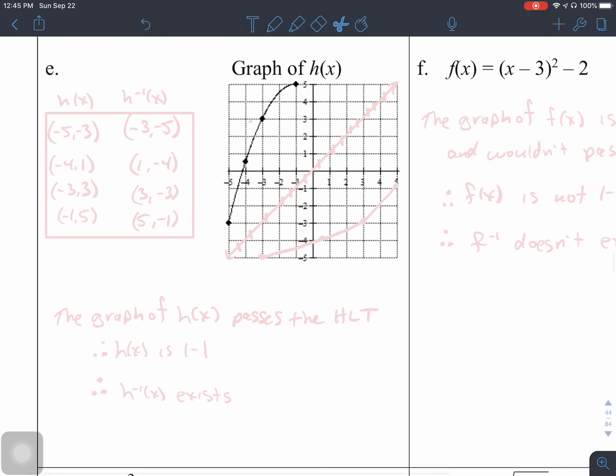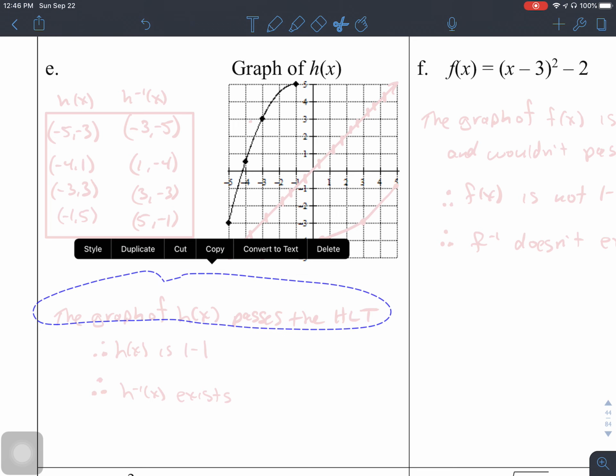Part E. This graph passes the horizontal line test.